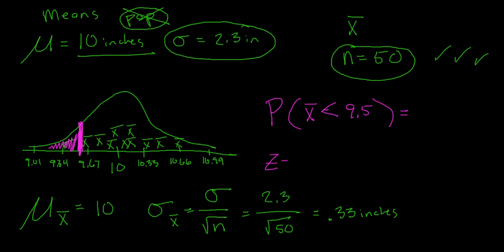All I got to do is calculate a z-score. I'm trying to find the z-score for 9.5. The center or the mean is 10. The standard deviation for samples is 0.33 of size 50. Don't divide by 2.3. If I was talking about one fish, you would divide by 2.3, but I'm talking about 50 fish. All right, so 9.5 minus 10 divided by 0.33 is negative 1.52.